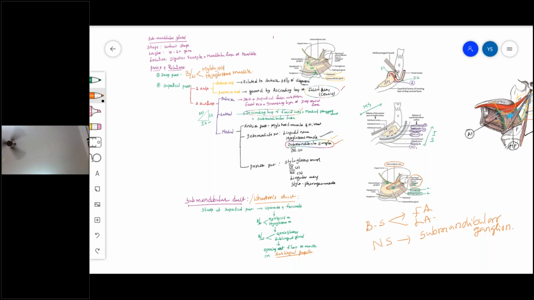So this is about the submandibular gland. I explained comprehensively about the submandibular gland: shape, weight, location, parts, relations, and also the submandibular duct and its opening. We have seen blood supply and lymphatic drainage, except nerve supply, because the submandibular ganglion is an independent class. I think you have a separate class where they will explain it. Otherwise, shall I take the submandibular ganglion now? Are you interested?